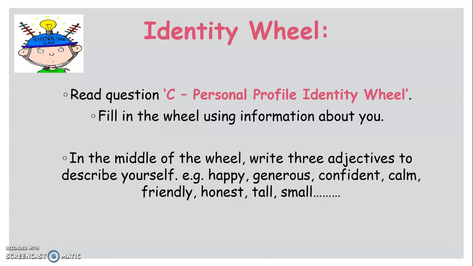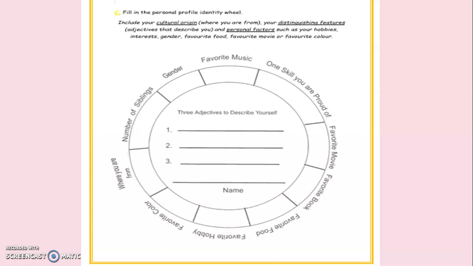So the identity wheel. Read question C, Personal Profile Identity Wheel. Fill in the wheel using information about you. In the middle of the wheel, write 3 adjectives to describe yourself. For example, are you happy, generous, confident, calm, friendly, honest, tall, or small? So, here you can write your 3 adjectives, and here you can write your name. So my name is Megan, and I think I am happy, confident, and friendly. But what about you?